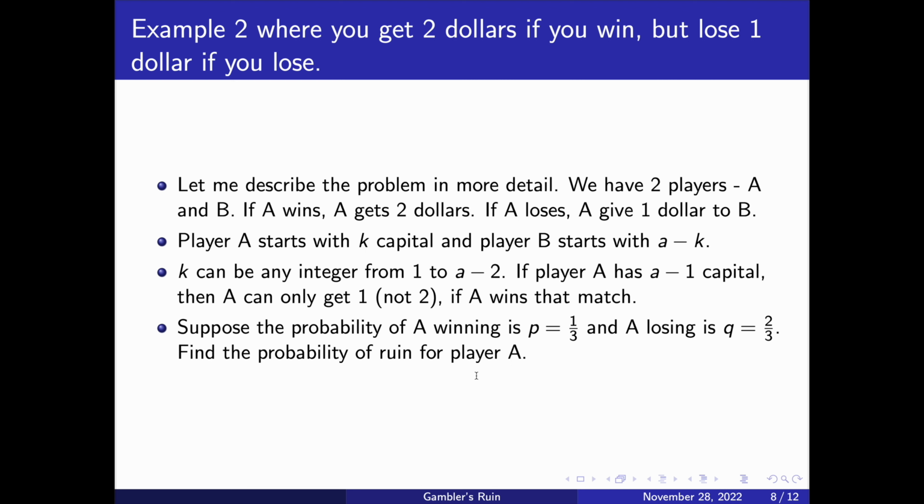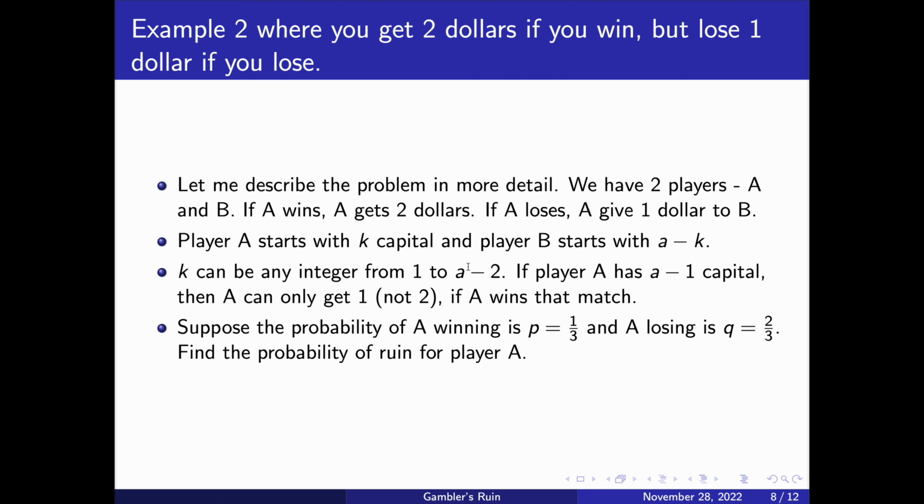We have player A starts with k capital. Player B starts with a minus k capital. So this means that a is greater than k, because player B cannot start with negative capital. And then k can be any integer from 1 to a minus 2. I think this is the key. And if player A has a minus 1 capital during any point in the game, then player A can only get 1 unit, not 2, if A wins that match, right?